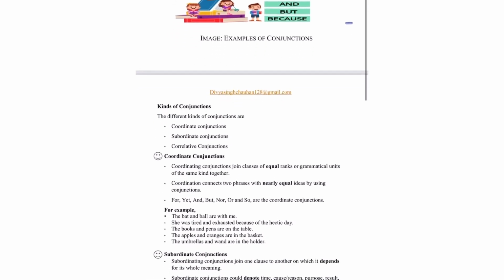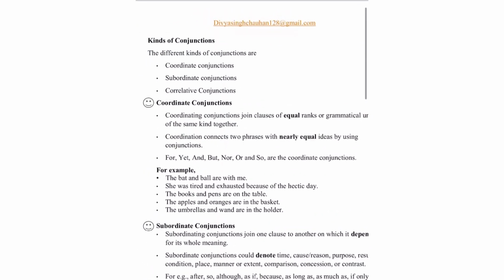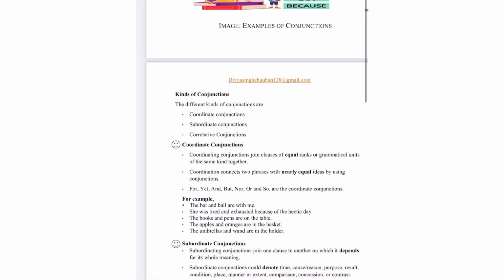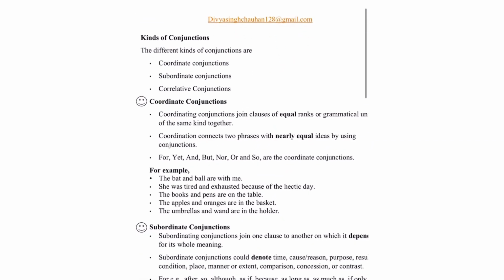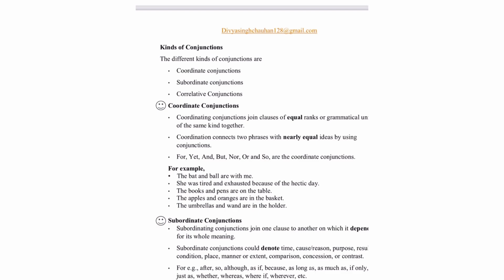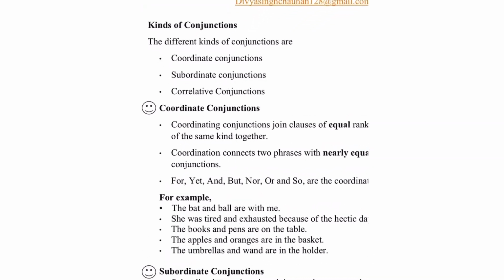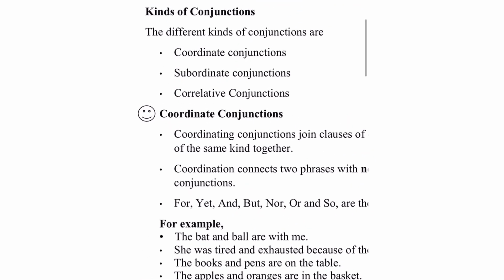Let's go further. Let us know the kinds of conjunctions. We will also discuss these examples in sentences after some time. Let's first know what are the various types of conjunctions. The different kinds are coordinate conjunctions, subordinate, and correlative.